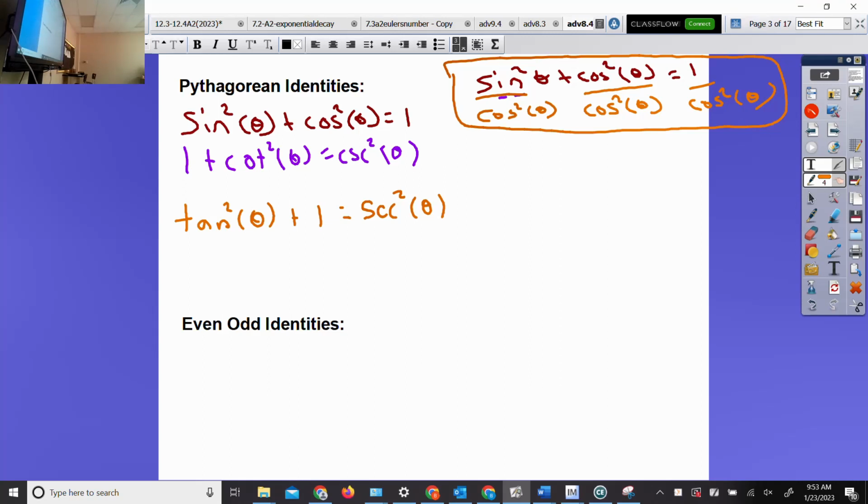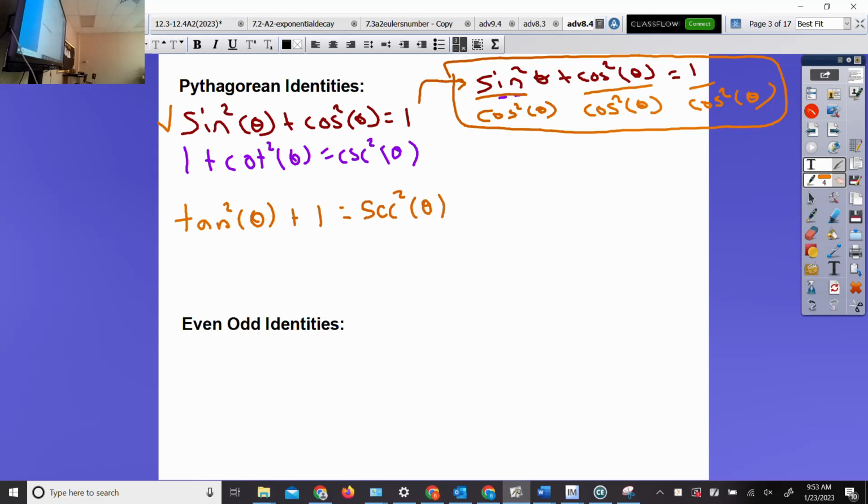Okay, almost. So did you get the 1 plus cotangent squared is cosecant squared? Yes. Okay, well, I rewrote sine squared plus cosine squared as 1. And then I went through and divided everything by cosine squared. You rewrote what as 1? I rewrote this, and I divided everything by cosine squared. That gives you the third one.